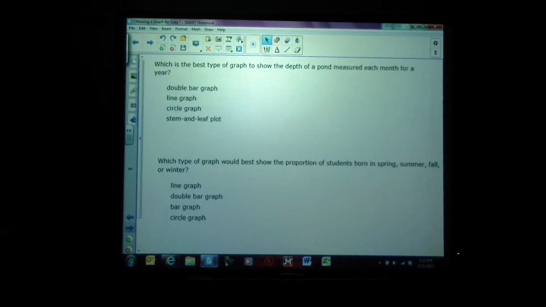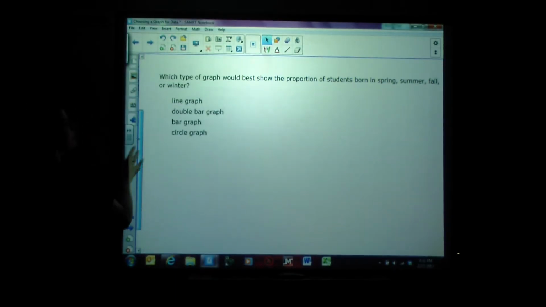Okay, which type of graph would be best to show the depth of the pond measured each month for a year? Double bar graph, line graph, circle graph, or stem and leaf plot? Again, we're measuring something over a year, so we're looking at that time, so line graph is the best.